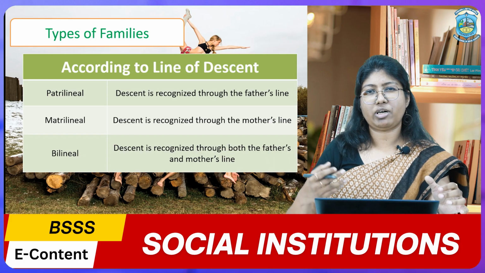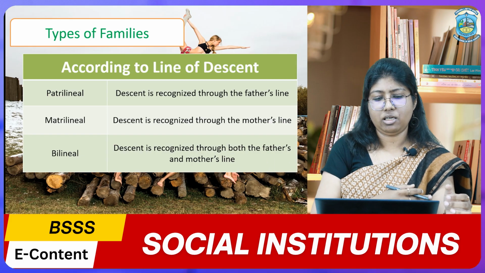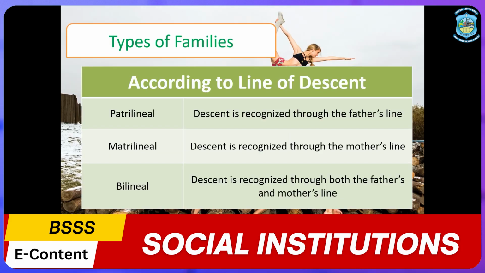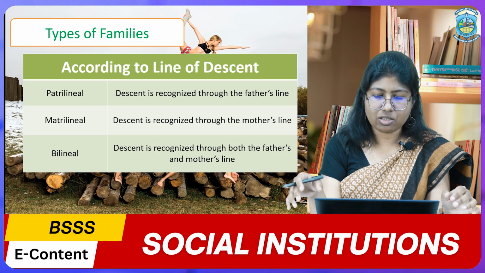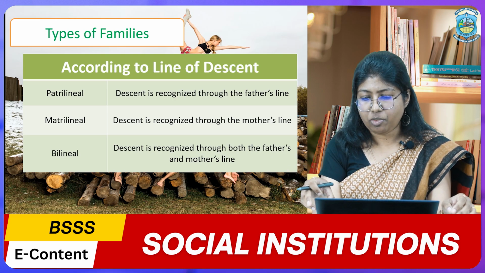If it is coming from the father's side going to the son, this is going to be patrilineal. If it is coming from the mother's side going to the daughters, this is matrilineal. But if something is happening whereby both the son and daughter are getting something from both the parents, this is what bilineal type of family is.